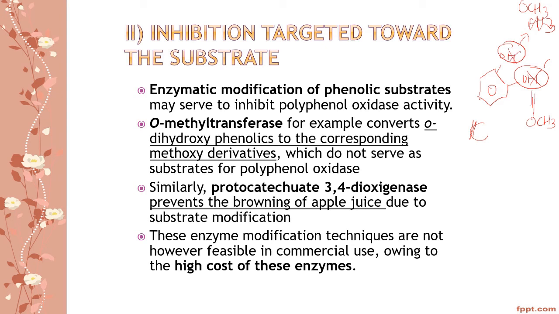This involves the use of the enzyme methyl transferase, meaning this H is substituted by the CH3. Similarly, you can also add some other enzyme. It will modify your phenol compound so that it won't react with the PPO. However, these enzyme modification techniques are not feasible in commercial use because of the high cost of the enzyme. Enzymes are very expensive, so sometimes it is not feasible to use commercially because it will increase the price of your product.